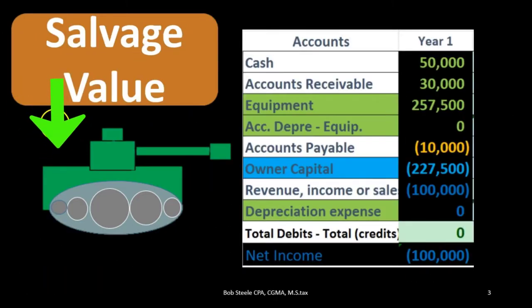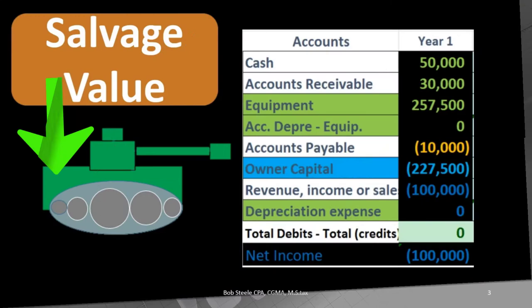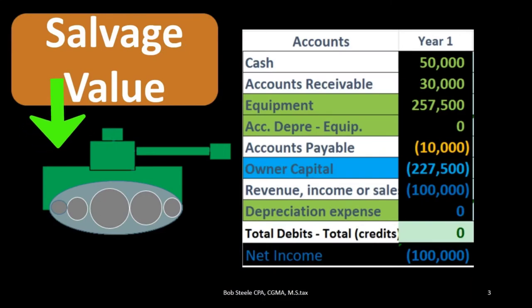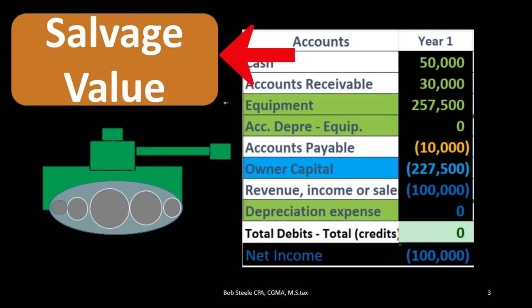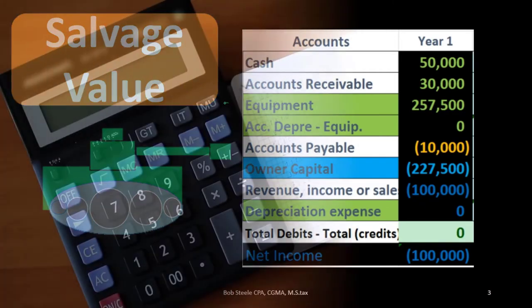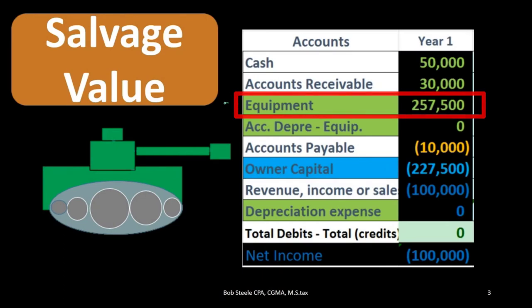We have an asset here. We're going to say it's a property, plant, and equipment. We have a tank here, and the tank's going to help us to earn revenue in the future. That's why it's going to be a property, plant, and equipment type of asset. We're going to put it on the books as equipment. The idea of the salvage value is that at the end of its useful life, after we've used it in order to help us generate revenue, we will then still have a value in that equipment that we can dispose of the equipment for in terms of the salvage value.